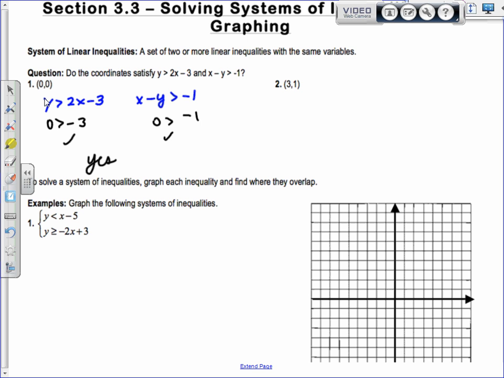Next, with y is greater than 2x minus 3 and x minus y is greater than -1, if I plug in 3 for x and 1 for y, I get 1 is greater than 3. That's false, so it doesn't satisfy the system. Does that make sense? You don't even have to try the other one. All right, it says graph the following systems of inequalities.